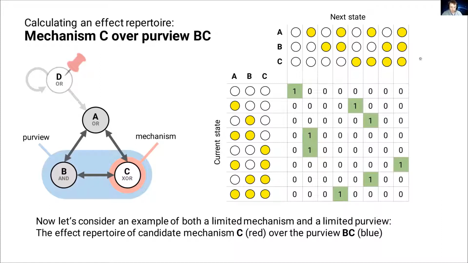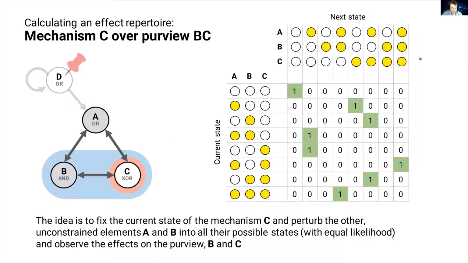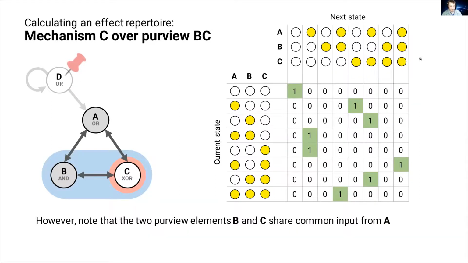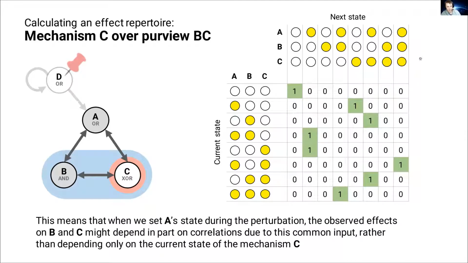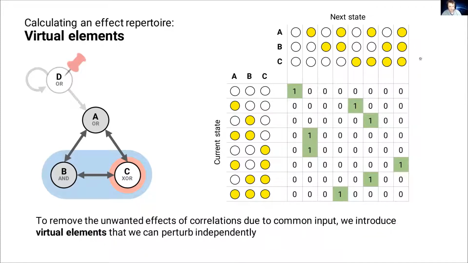So again, what we do here is we take our transition probability matrix for ABC over the system, and we want to perturb it into all of its possible states with equal likelihood, see what the mechanism C's state is, and then observe the effects that has on the purview B and C. But one thing to note in this circumstance is that the two purview elements B and C share a common input from A. So that means that when we're perturbing the system A, B, and C through all of the states that it can occupy, there's going to be some correlated effect from whatever the state of A is at time step t onto whatever the states of B and C are at time step t plus 1.